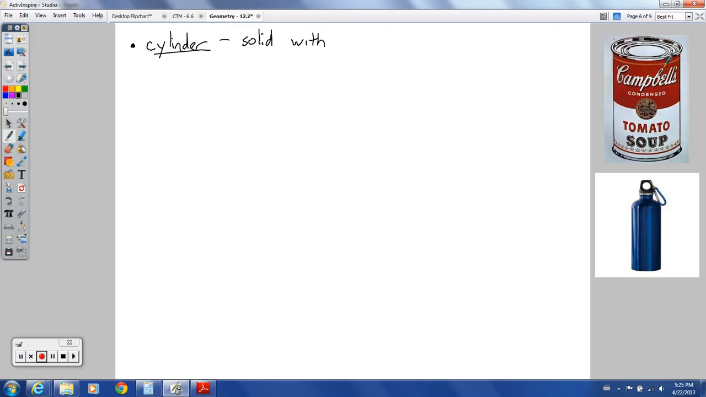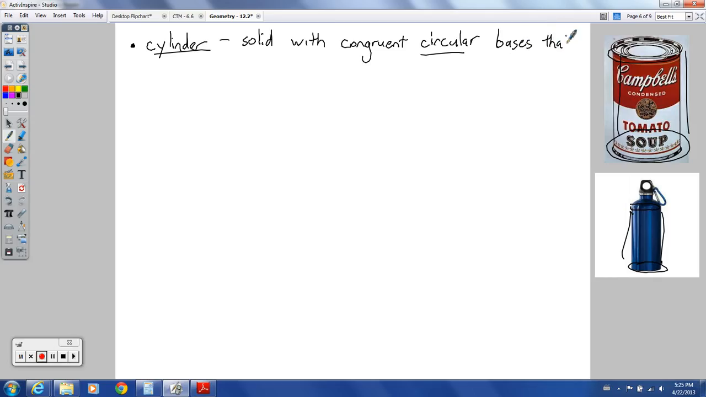So this is a soup can, a thing that comes to mind for me when I think of cylinders that I see in everyday life. A water bottle, this general part except for this top part is generally a cylinder here. So you've got these circles right here and here that are connected. Here you've got a circle here and here connected straight down like that. So it's a solid with congruent circular bases this time. Bases must be circles if you have a cylinder. Congruent circular bases that lie in parallel planes.